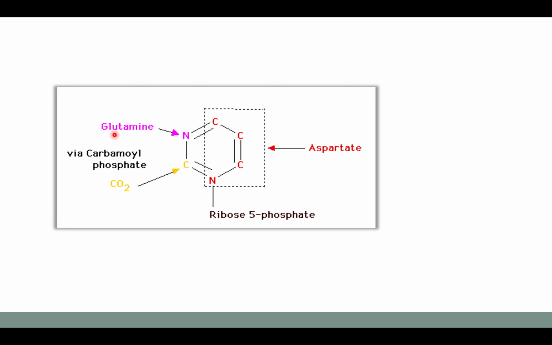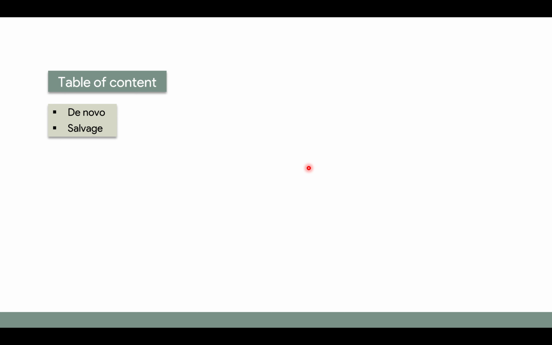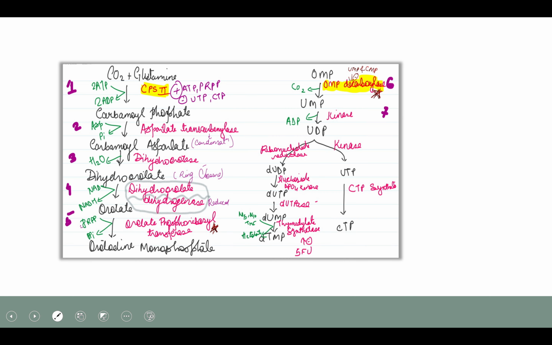Now let us look at the source of various compounds which is present in the pyrimidine ring. Nitrogen atom comes from the glutamine amino acid. The carbon comes from the carbon dioxide. The rest of the carbon and nitrogen comes from the aspartate molecule. Now, similar to purine synthesis, pyrimidine synthesis also has de novo and salvage pathways for the synthesis. Now, let us look at this diagram for the synthetic pathway of pyrimidine.